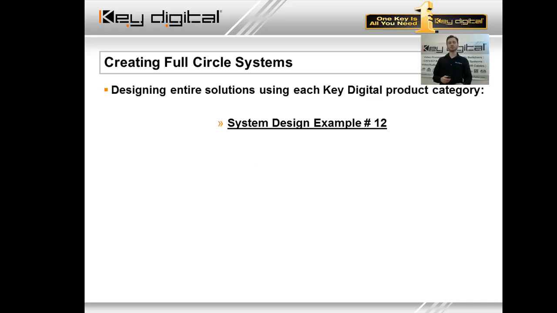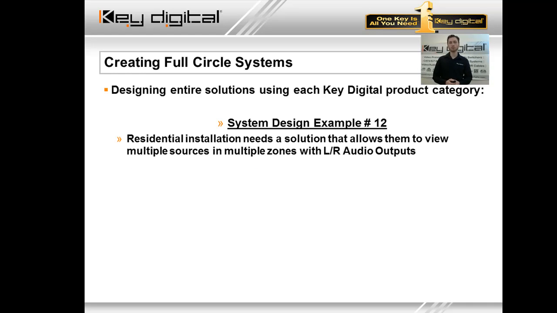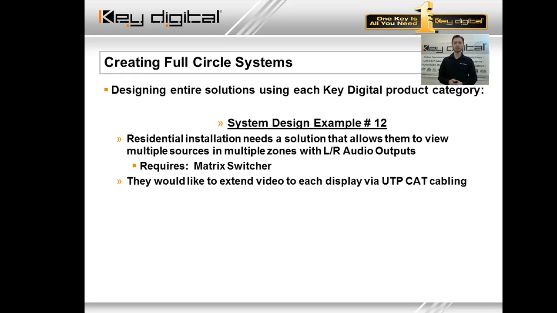As we proceed now to system design, example number 12 is a residential installation. Needs a solution allowing them to view multiple sources in multiple zones with left-right audio outputs. That's a very important request here, and you'll see why in a moment. But we know that it will require a matrix switcher because of the need for many sources to many displays. They would like to extend video to each display via UTP cat cabling.